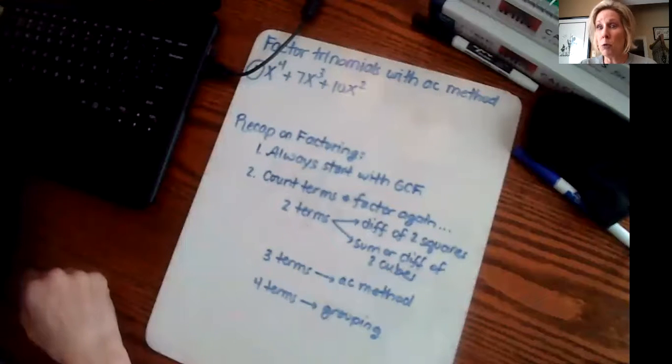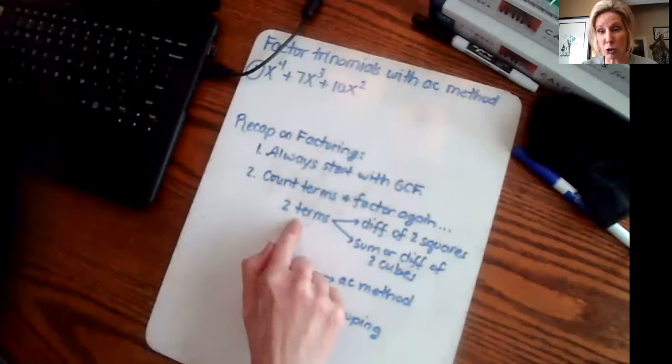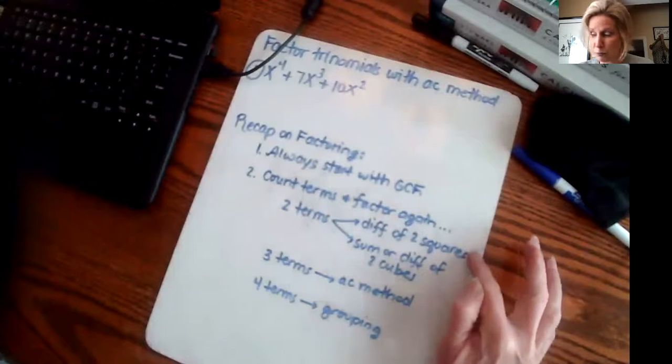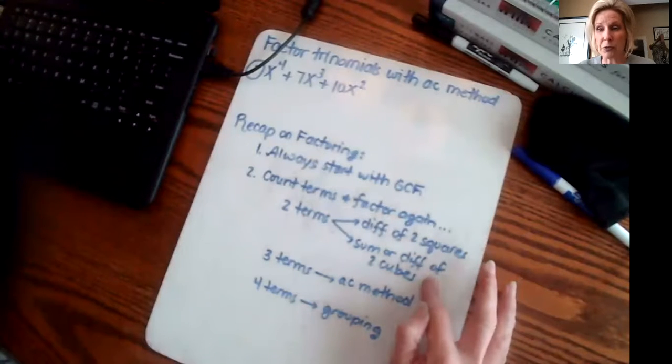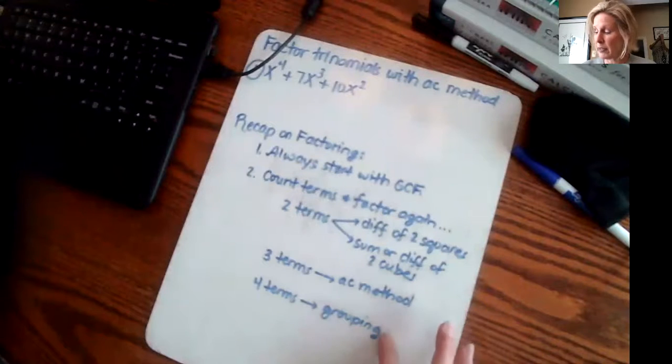After that, when you move forward, you count the number of terms. If the polynomial has only 2 terms, you try difference of 2 perfect squares, which you know, or the sum or difference of 2 perfect cubes, which is going to be new to you today. Once you learn the pattern, it's pretty easy, but it does take some memorization. If there are only 3 terms, then you try the AC method. And last but not least, if there are 4 terms, you try grouping.